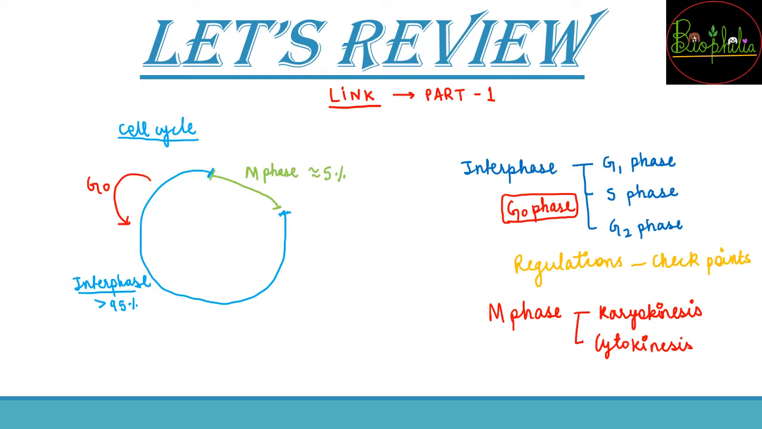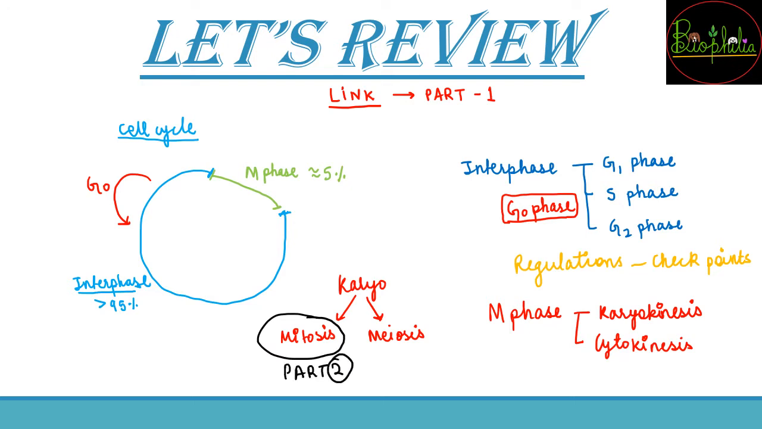अब karyokinesis में there are going to be two types that can occur. First, it can occur by the process of mitosis, the other can be by the process of meiosis. So very importantly, mitosis जो है, it is going to be covered in part 2 of the chapter, whereas meiosis will be covered in part 3 of this chapter. So stay tuned to understand meiosis, but for now let's understand about mitosis in this part.